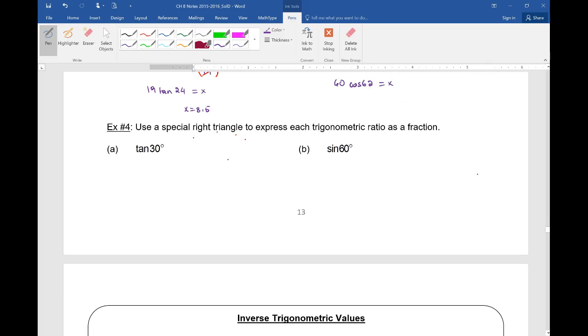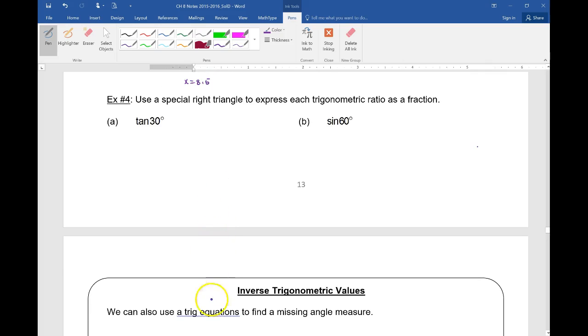All right. For this one, we have to use a special right triangle to express each of these, right? So now it asks you for tangent of 30. For that, you have to draw a 30, 60, 90 triangle. So let's draw a 30, 60, 90 triangle.